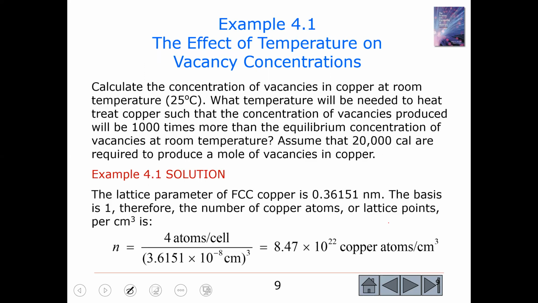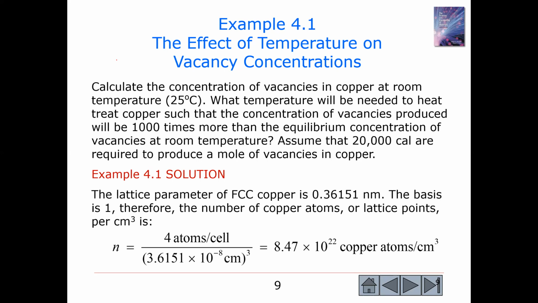So now let's talk about the effect of temperature on vacancy concentration. So here is an example. Calculate the concentration of vacancies in copper at room temperature, 25 degrees centigrade. What temperature will be needed to heat treat copper such that the concentration of vacancies produced will be 1,000 times more than the equilibrium concentration of vacancies at room temperature? Assume that 20,000 calories are required to produce a mole of vacancies in copper.